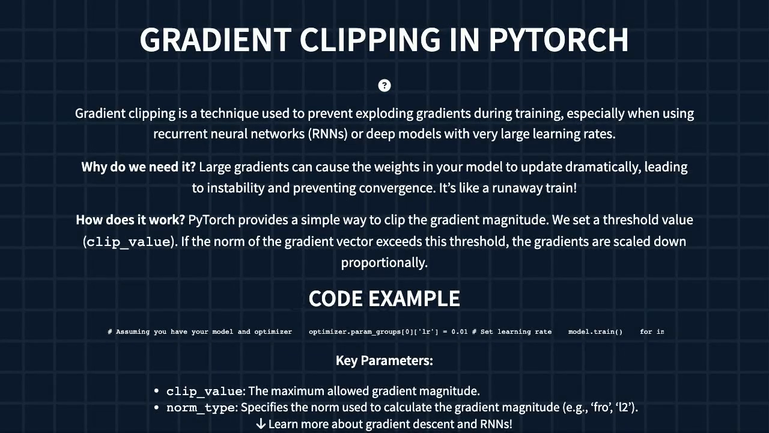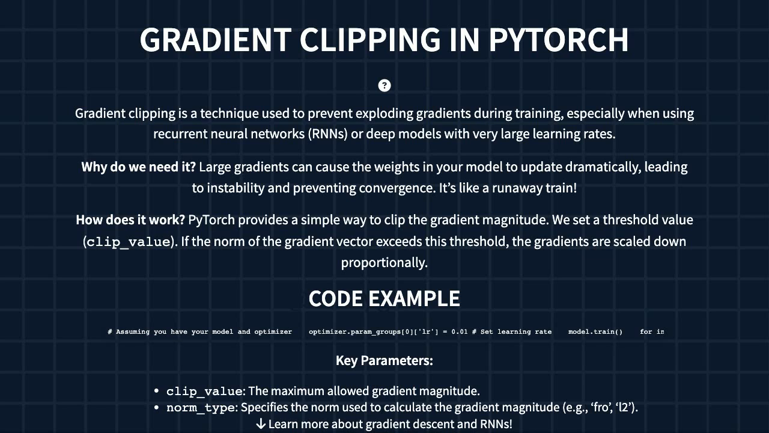Let's talk about gradient clipping. It's a really important technique to keep your deep learning models from going haywire, especially when training recurrent networks or large models. The problem is that during training, the gradients, the signals telling your model how to adjust its weights, can get really big. If they get too huge, the weights can update in a chaotic way, and you'll never actually train the network properly.